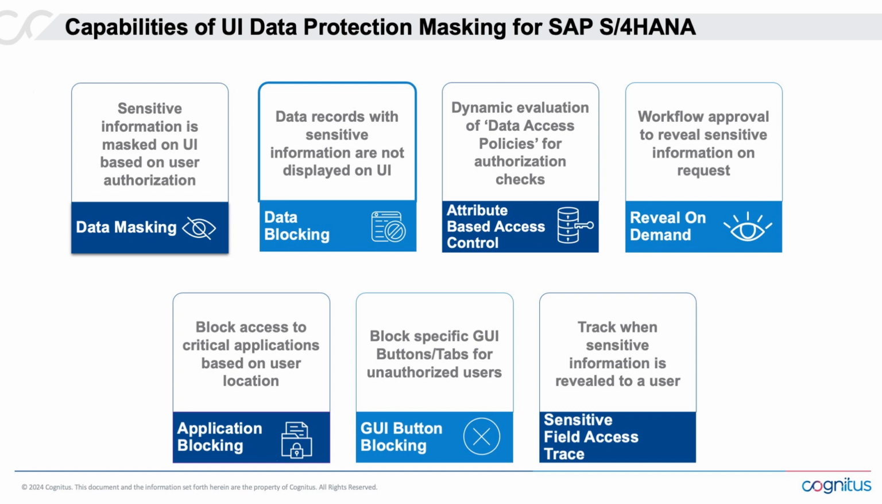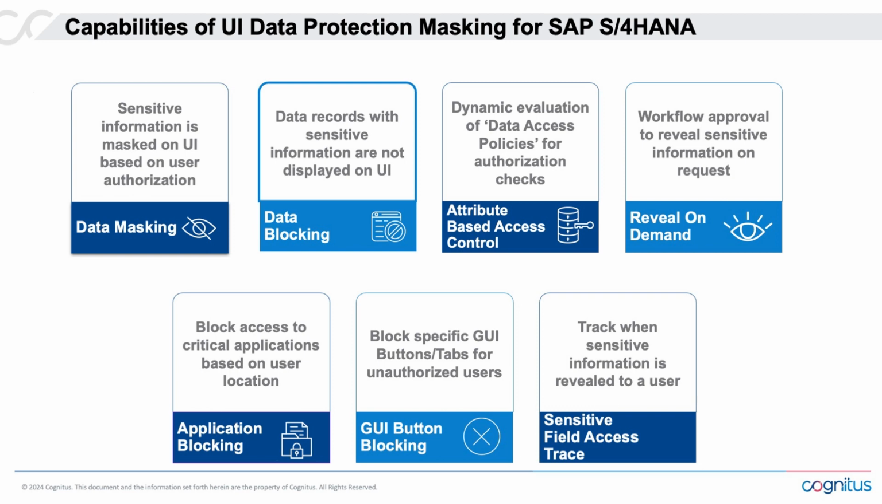Then we have application blocking, which essentially means blocking access to certain applications based on certain criteria. For instance, an application can be blocked based on geolocation. Then we have GUI button blocking, where specific functions or buttons on SAP GUI screen can be blocked for unauthorized users. And lastly, we have sensitive field access trace. So a trace can be set up to track when a user tries to access sensitive information, and it also tells us whether the information was revealed or not.